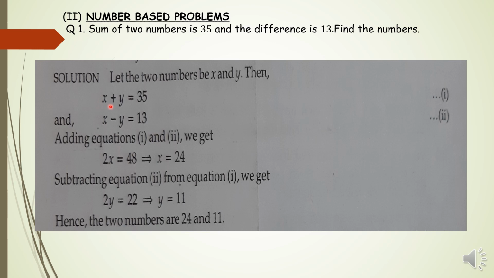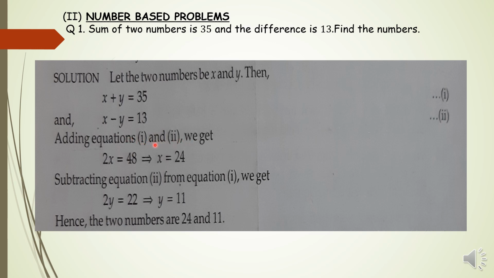Then what we can say, sum of two numbers is 35, means x plus y is equal to 35. And difference is 13, that means x minus y is equal to 13. Mark it as equation number 1 and 2. Which method we can use to solve? Yes, exactly. Elimination method. Here we need to eliminate y. In order to eliminate y, add equation number 1 and 2.